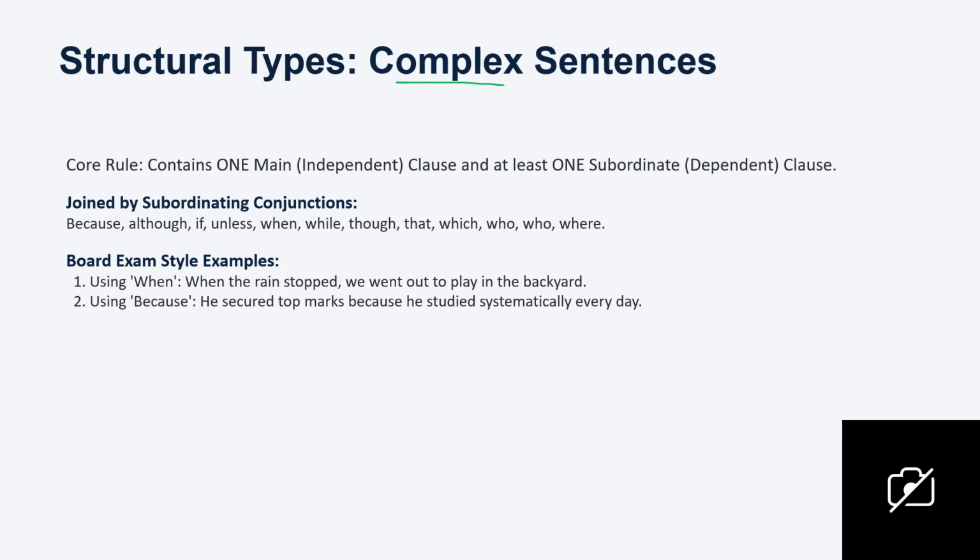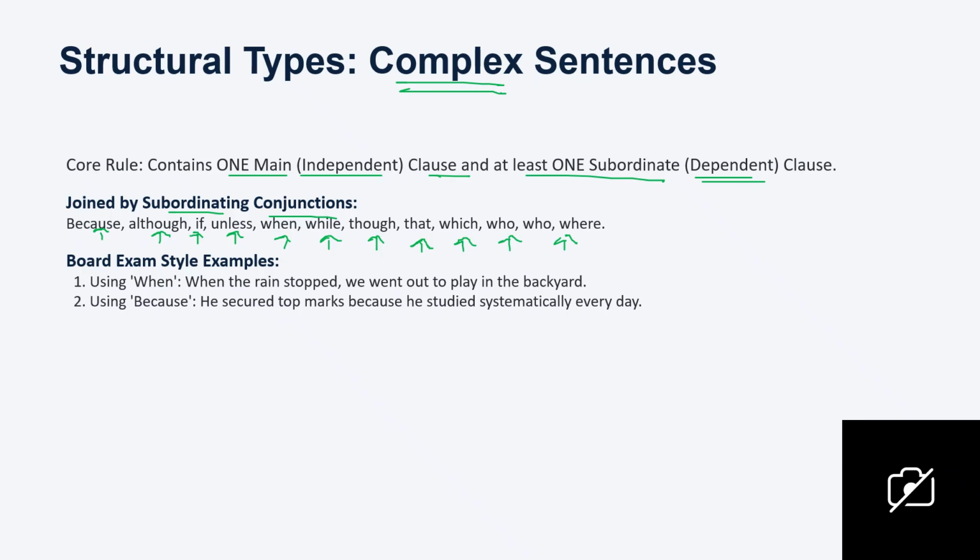Now next is a complex sentence. It contains one independent clause and one subordinate clause. Subordinate means a dependent clause, one clause which is dependent on the first. Here also we have some conjunctions, but these are called subordinating conjunctions, which include because, although, if, unless, when, while, though, that, which, who, where. So these are all subordinating conjunctions. Whenever you see the video, I request you to make notes. It will be helpful for you to refer to for your exam.